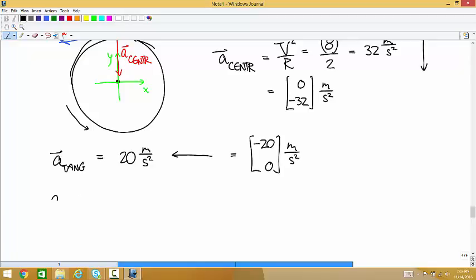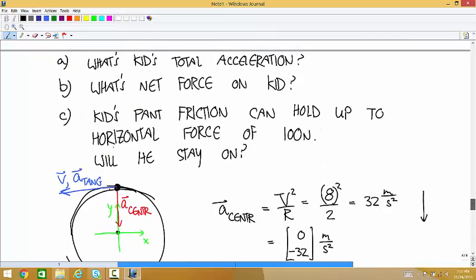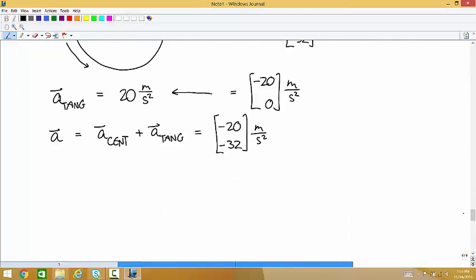The total acceleration is the centripetal plus the tangential, which is negative 20, negative 32. And that's part A. So we wanted the kid's total acceleration. That's it. Any questions about that?